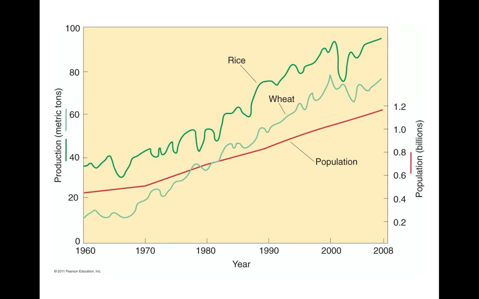This graph shows that people who are critics of Malthus say that we have made enough technological advances that resources and population will not be an issue. As our population continued to grow, we were able to produce more rice and more wheat. So our food resources have actually been able to increase with technological advancements.